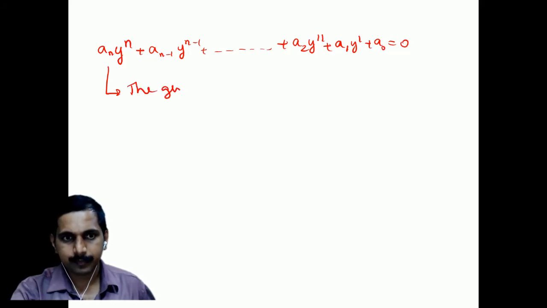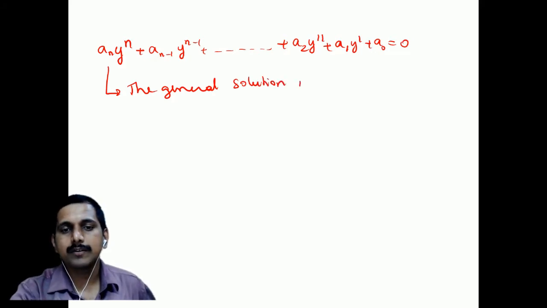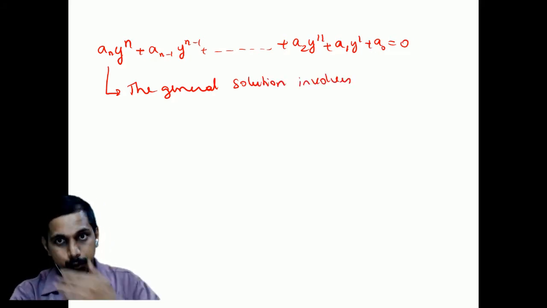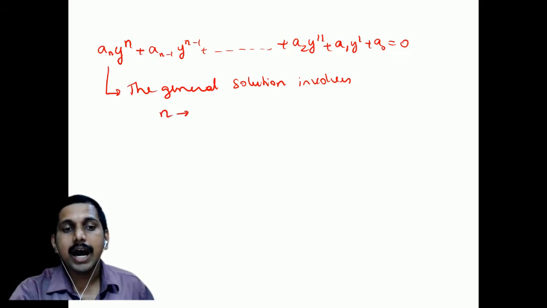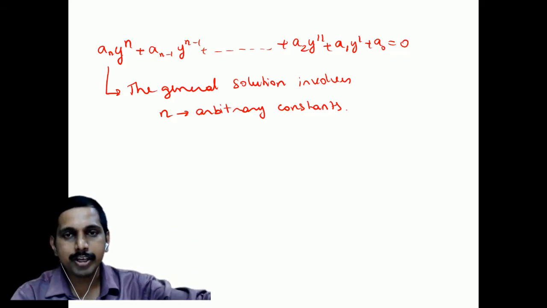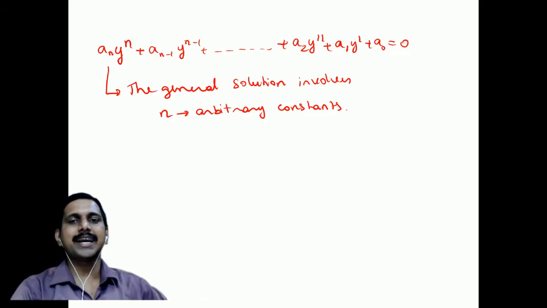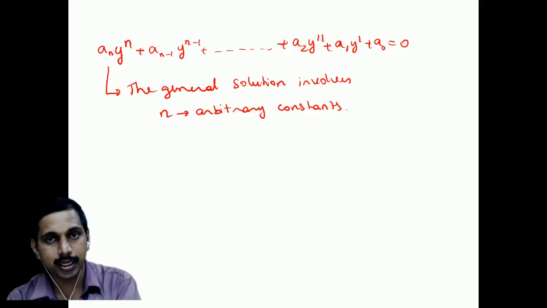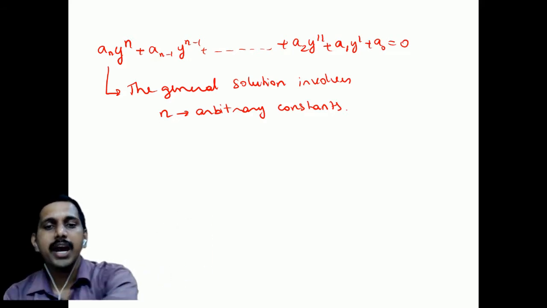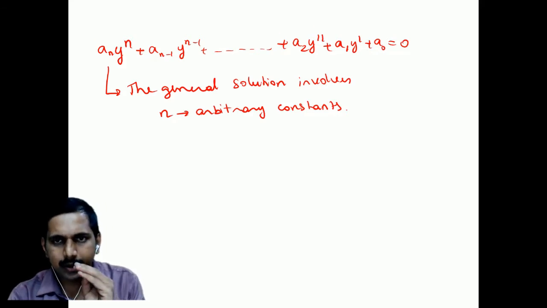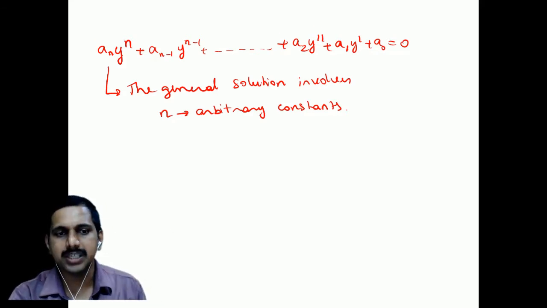the general solution involves n arbitrary constants. It involves n arbitrary constants, because in a first order equation we get one constant, in a second order equation we get two constants, and in an nth order equation n arbitrary constants. Now the question is, how will we find the solution to these? How do we find out the particular solution?